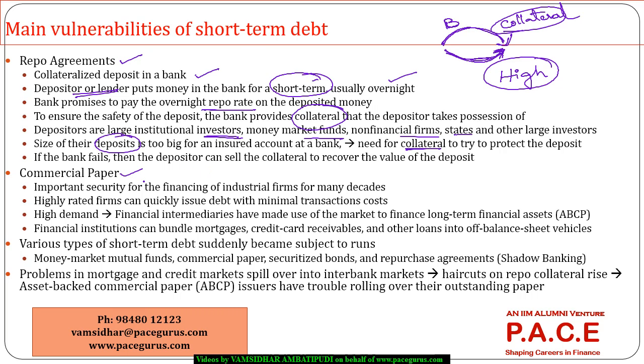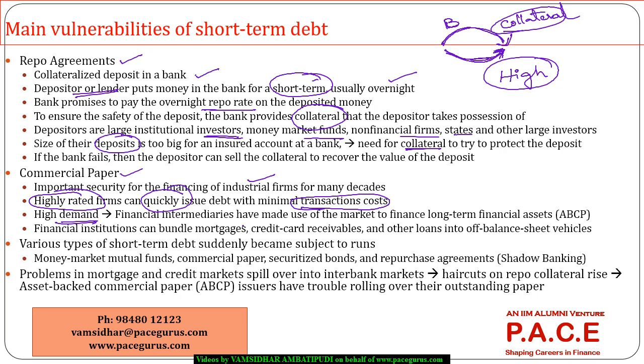The other source of borrowing for short terms for banks and various financial institutions is through commercial paper. It's an important security for financing of industrial firms for decades. There's a lot of dependence by many companies, over a long number of years, for raising capital for short-term purposes. Generally, commercial papers carry a very high credit rating, and the raising of the debt is very quick, especially by large creditworthy companies only. The transaction costs are much lower for these kinds of instruments.